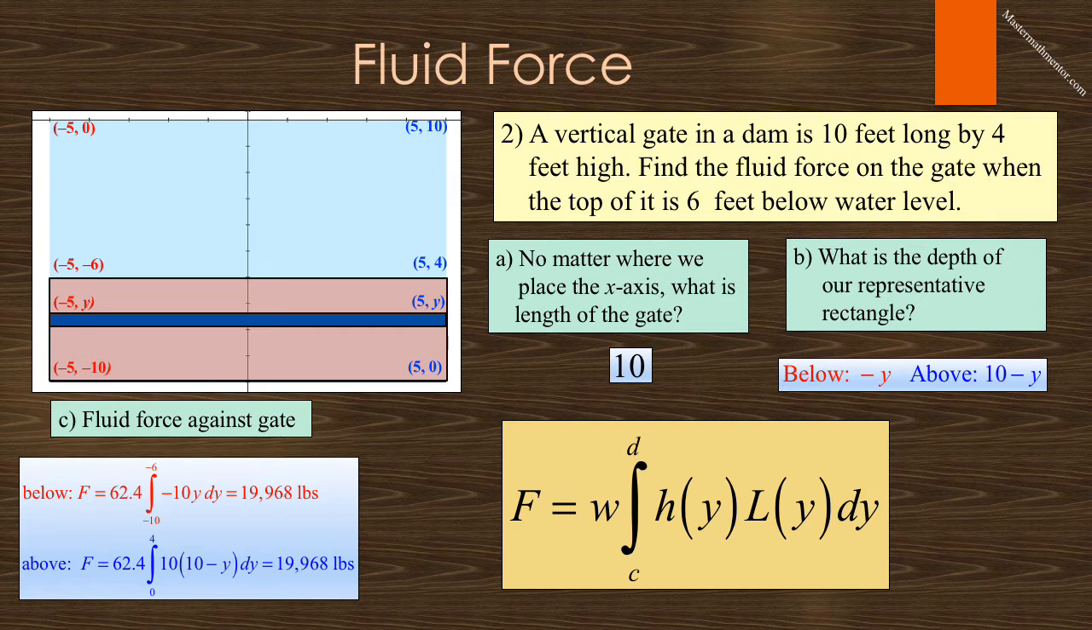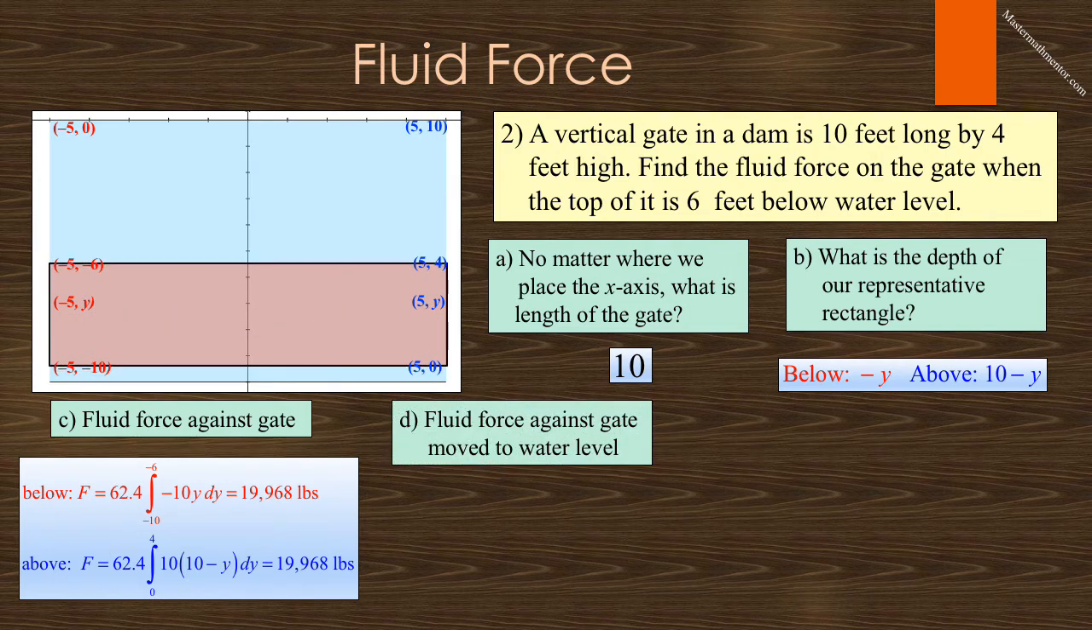If our gate is above the x-axis, then the fluid force will simply be, again, 62.4 times the integral of our length, 10, times our depth, 10 minus y, and now we will run our limits from 0 to 4. We get the same answer, 19,968 pounds. Even though doing it below has more negative signs in it, I prefer that method because it seems to describe the situation the best, that the gate is below the water level, which will be the x-axis.